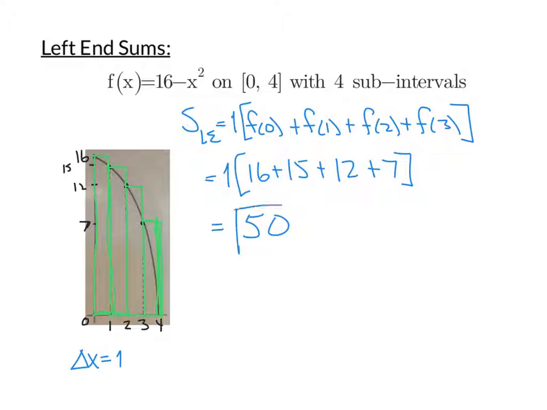Now, another important question is, how accurate is that? Would you expect the area underneath that curve to be bigger than 50 or smaller than 50? What I notice, in looking at the picture, is that as far as my rectangle goes, there's always this little bit extra that's always hanging over the curve on each one of my rectangles. That would lead me to believe that this 50 is more than the actual area.